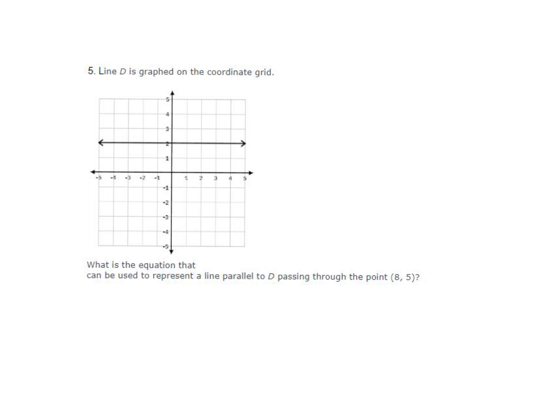And this will be the last one for part 1. This says line D is graphed on the coordinate grid. Here it is right here. This is line D. What is the equation that can be used to represent a line that's parallel to line D and passes through the point (8, 5)? So we've seen one very similar to this, but if it's parallel to D, then it's going to be another equation that goes through y. Maybe it's up here at 4, or maybe it's down here at -5. We don't really know, but we do know that it's parallel. But we also know that it goes through the point (8, 5).